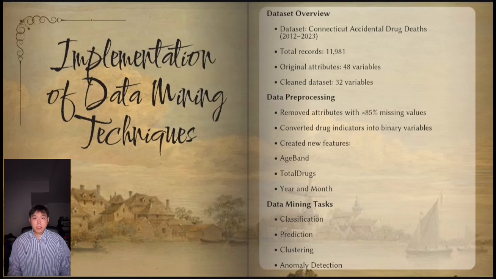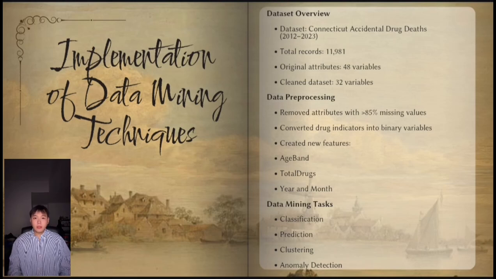Before applying the data mining techniques, we performed several data processing steps. Attributes with more than 85% missing values were removed, and the dataset was reduced to 32 meaningful variables. We also performed feature engineering. For example, we created an age bound variable to group ages into categories, and a total drugs variable to count the number of substances detected in each case. Temporal features such as year and month were also extracted.